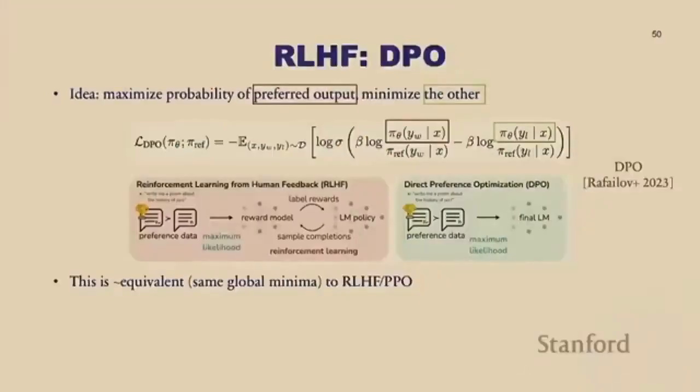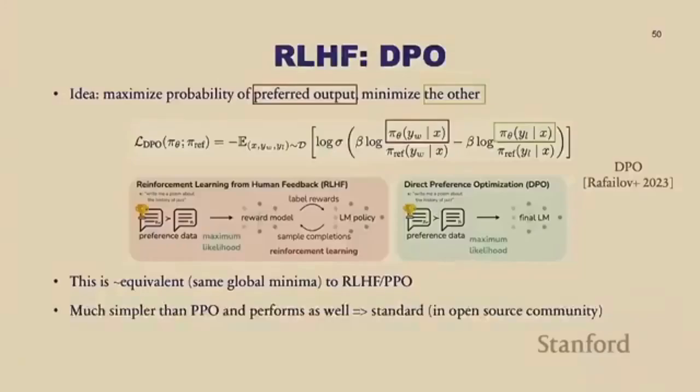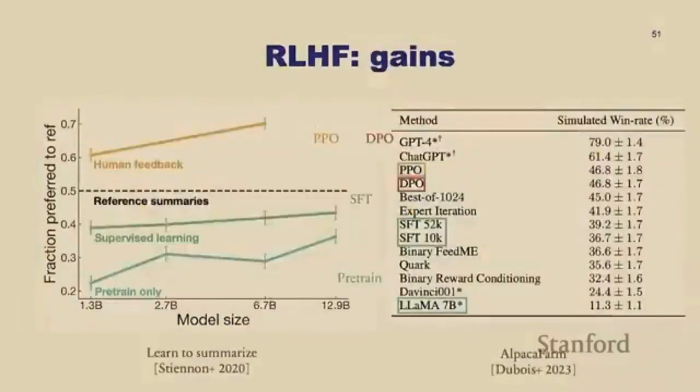In practice, it happens that there are none. And I think it's just that a lot of people in this team were reinforcement learning experts, including the main author of PPO, John Schulman. DPO is much simpler than PPO, and it basically performs as well. So now this is the standard thing that people use, at least in the open source community. I believe it's actually the standard also in industry. So that's called DPO.